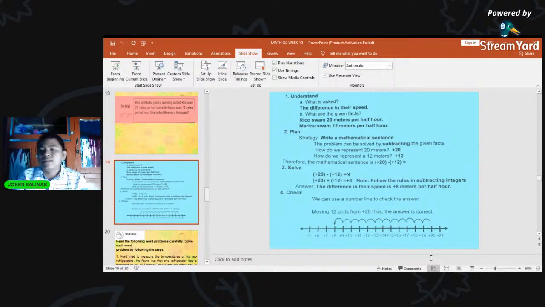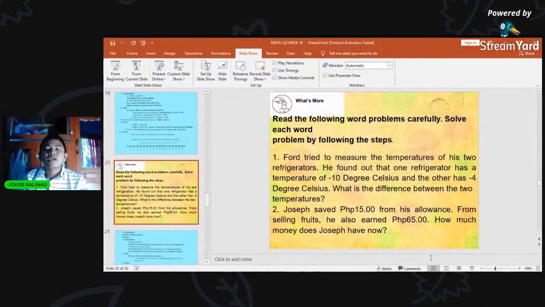Congratulations. Now, what's more? Read the following word problems carefully. Solve each word problem by following these steps. Number 1, Ford tried to measure the temperature of his two refrigerators. He found out that one refrigerator has a temperature of negative 10 degrees Celsius and the other has negative 4 degrees Celsius. What is the difference between the two temperatures? I will give you 2 minutes to answer question number 1 and 2 minutes to answer question number 2.